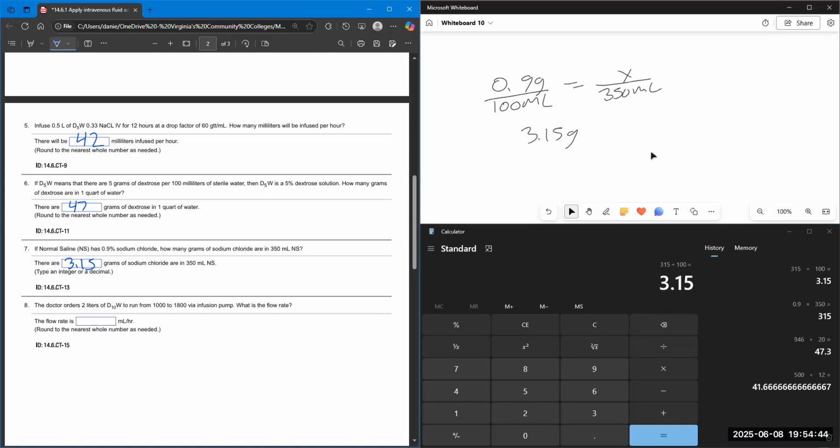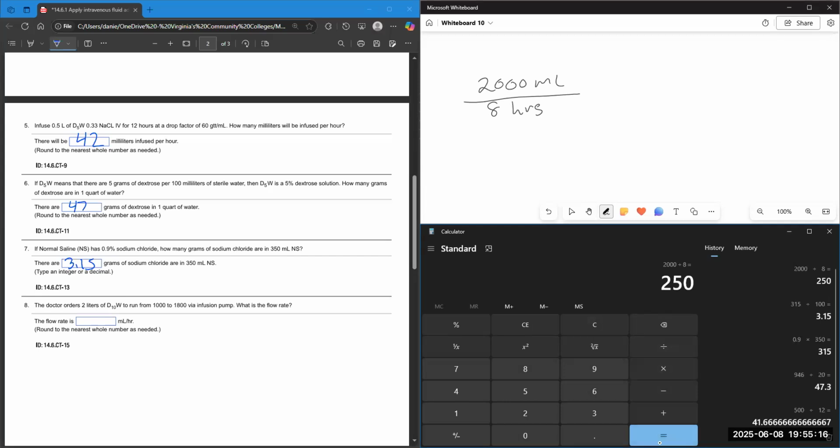And then let's wrap up with number 8. 2 liters. We want milliliters, so 2,000 milliliters to be infused from 10 a.m. to 6 p.m. That is 8 hours. What is the flow rate in milliliters per hour? So 2,000 divided by 8 is 250 milliliters per hour.